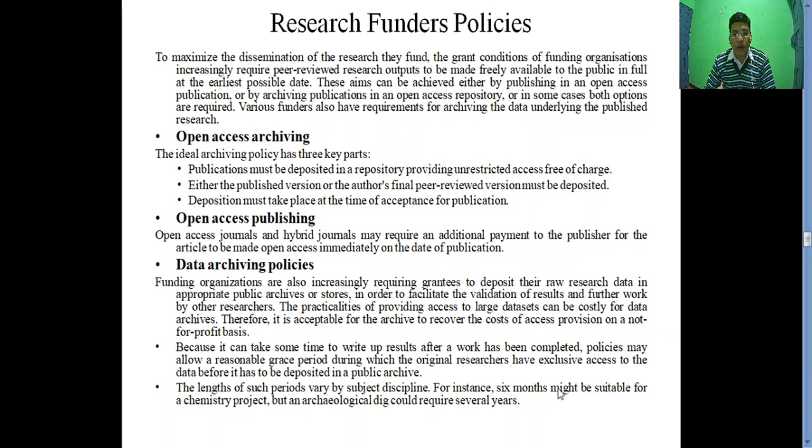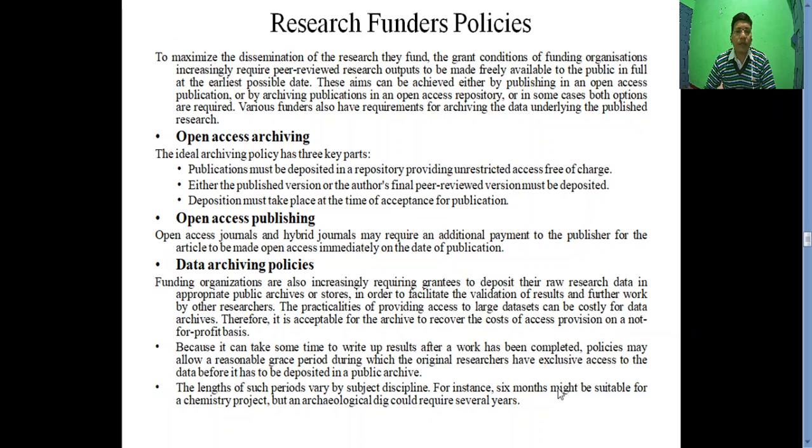The practicalities of providing access to large datasets can be costly for data archives. Therefore, it is acceptable for the archive to recover the cost of access provision on a not-for-profit basis. Because it can take some time to write up results after work has been completed, policies may allow a reasonable grace period during which the original researcher has exclusive access to the data before it has to be deposited in a public archive.